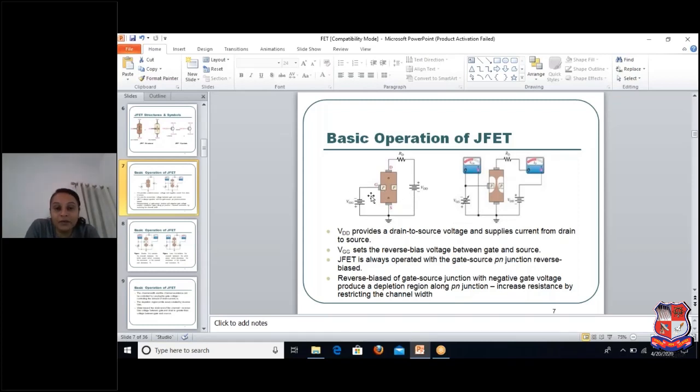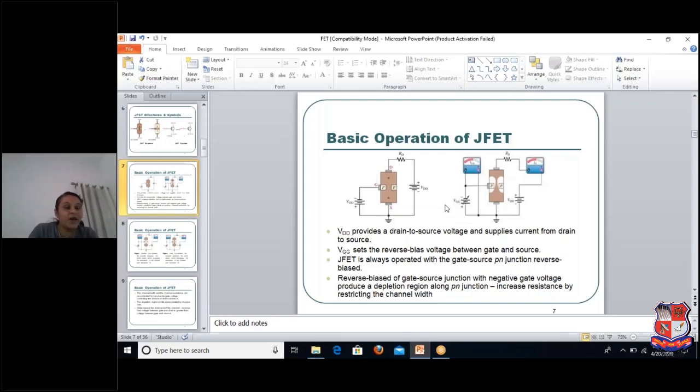Now here, the material is which type of material? N-type material, and on both of these sides is P-type material. Okay, so before we start the characteristics according to the operation, here we will discuss the two types of characteristics.